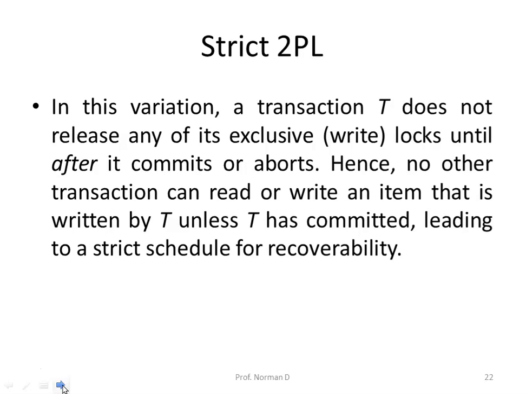The next type of mechanism is called the strict two-phase locking mechanism. Now in this method, a transaction T does not release any of its write locks until after it commits or aborts. Hence, no other transaction can read or write an item that is written by T unless T has committed. Now this mechanism makes it a strict schedule for recoverability.